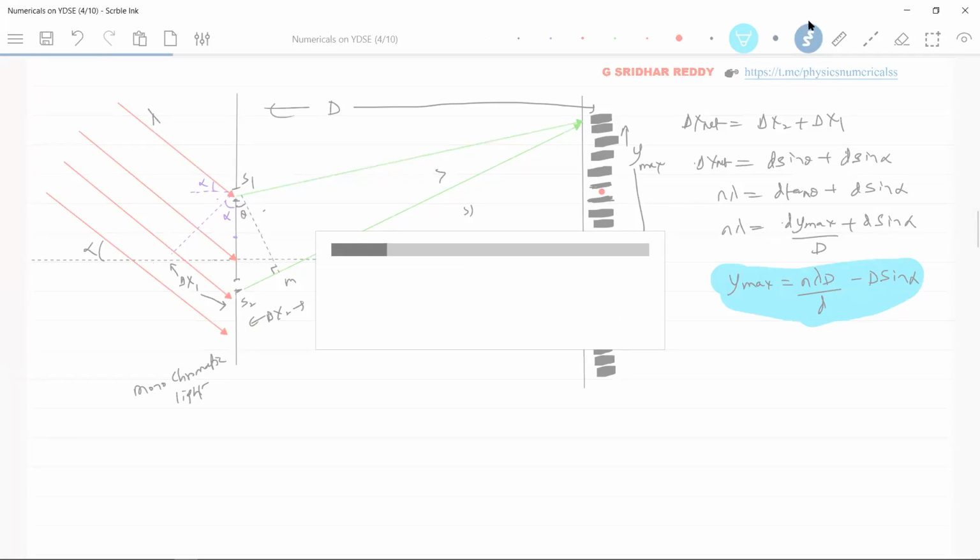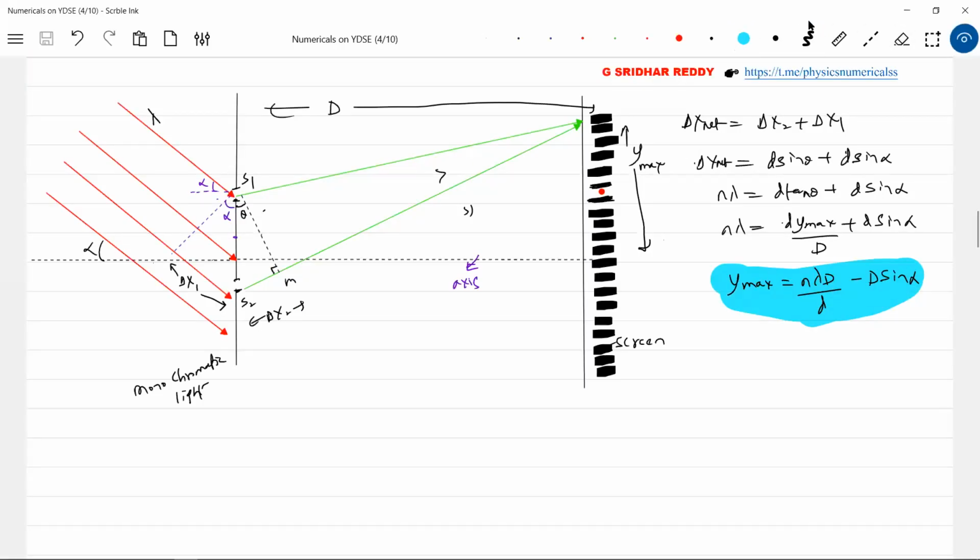Where will the central maxima lie, below or above the axis? It should lie below the axis. Put n equals 0, y max equals minus d sine alpha. So from the data, somewhere here I'm placing the central maxima. So the position of the central maxima should be equal to minus d sine alpha.